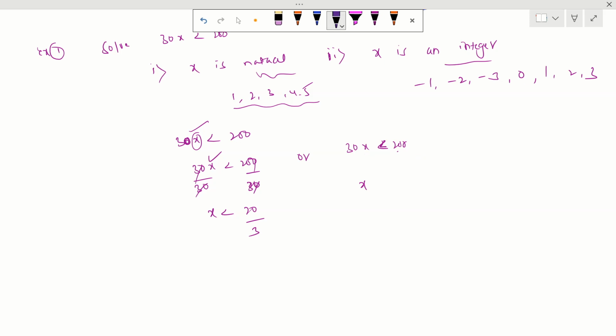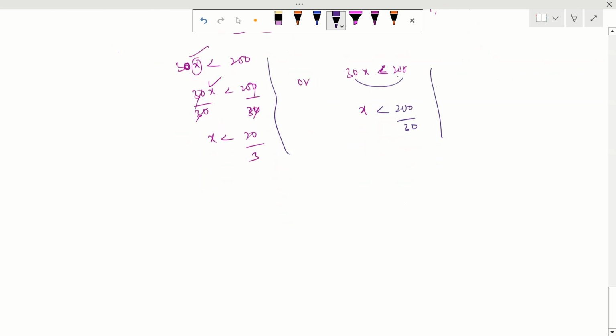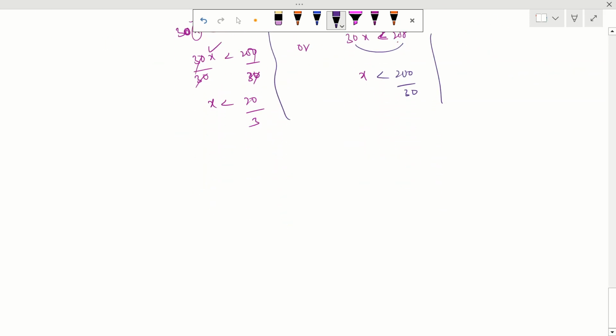So if we take 30 this side, it will be going to divide, right? x is 200 divided by 30. Okay, so the meaning of this and this is both are same. So here we got x is less than 20 by 3.